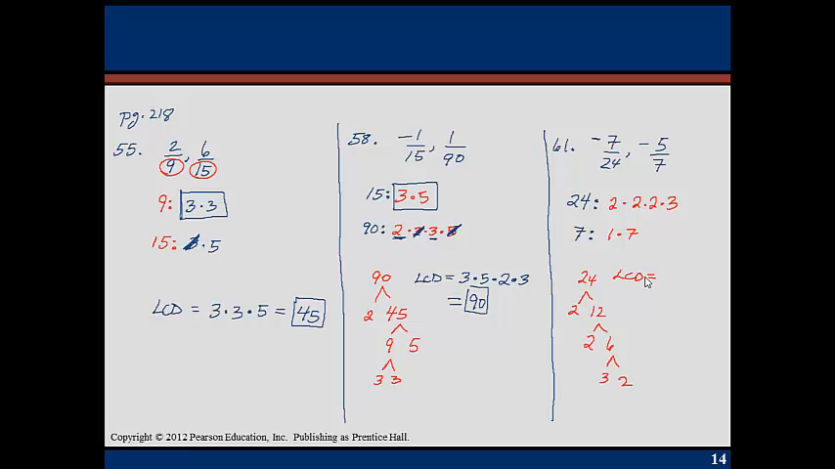So then the LCD would be the factors of the first number times the factors of the second number that's not already here. Well, that's just 1. We don't have to consider it. 7 is not already in the list, so we put it in the list. And the LCD is going to be 2 to the third power times 3 times 7. Well, 2 to the third, that's 8. 8 times 7 is 56, times 3 is 168.